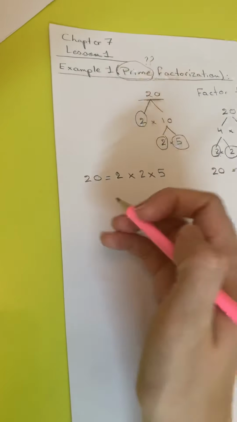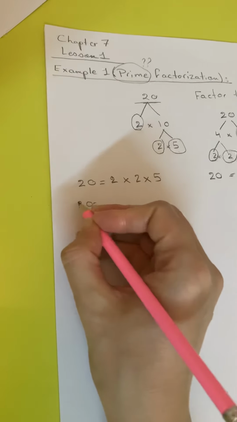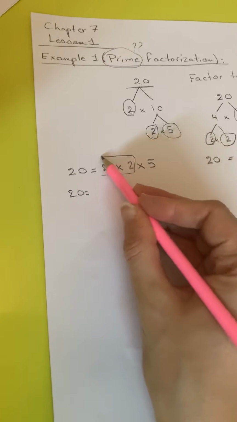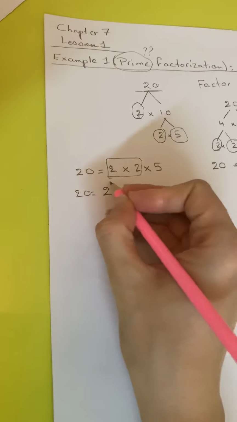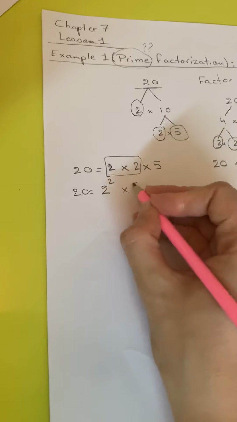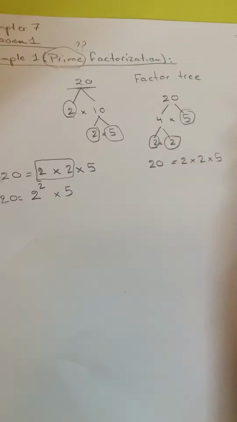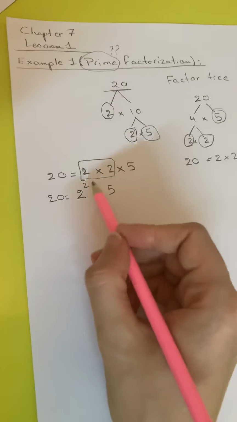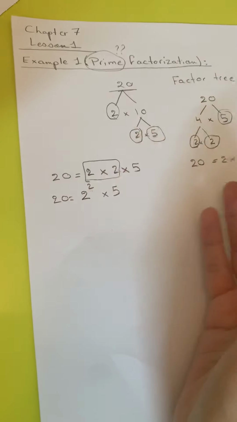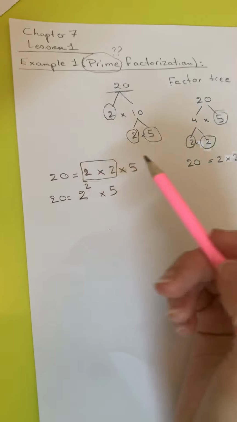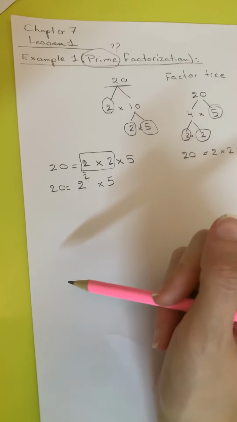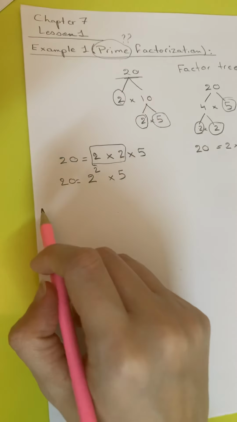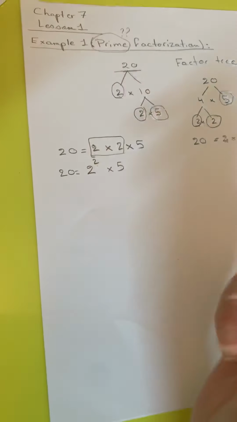You just have to write it in a more appropriate way. Here, for example, you have 2 times 2, so it means 2 to the power of 2 times 5. Just make sure that if a factor is repeated 2 times, you put power 2. If it's repeated 3 times, you put power 3, and so on. This is the prime factorization of a number. You might ask, can I flip them? Of course you can.